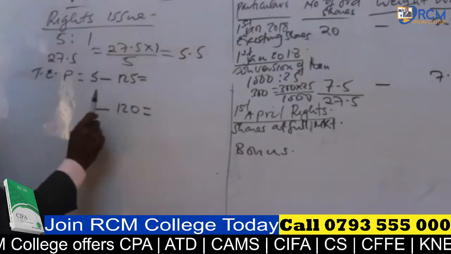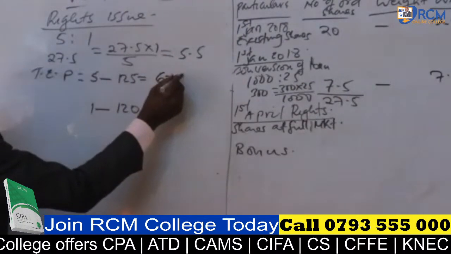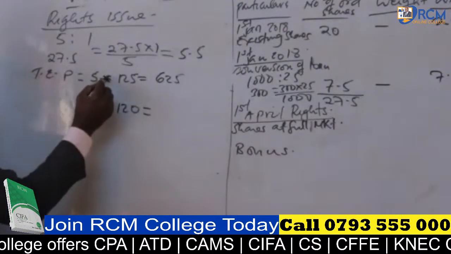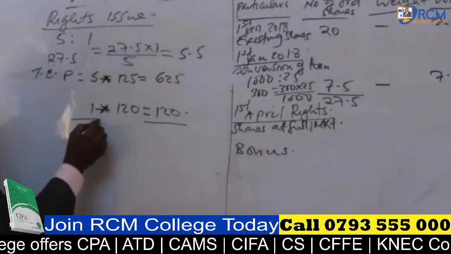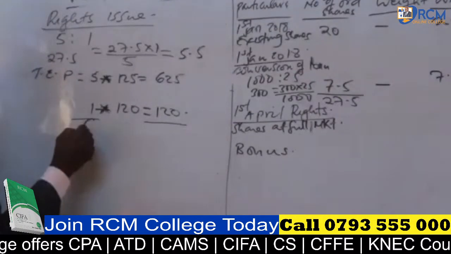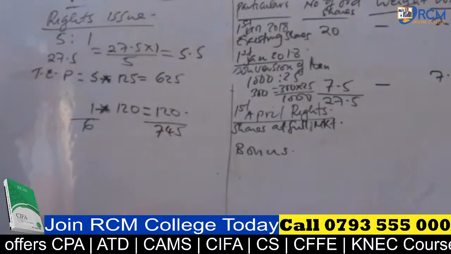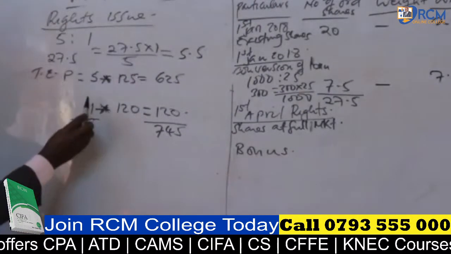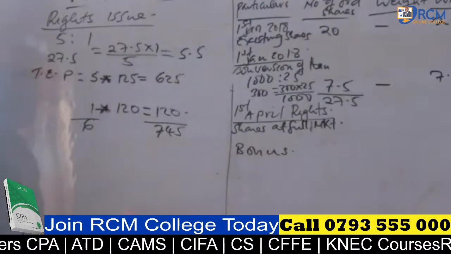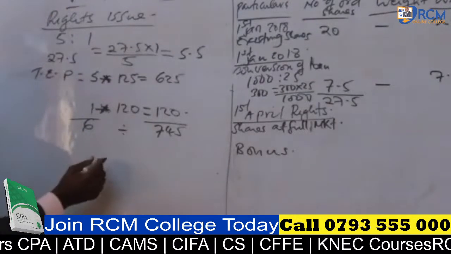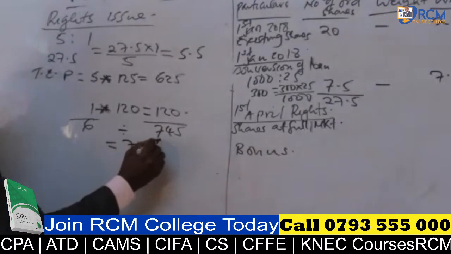5 shares go at 125, 1 share goes at 120. Therefore, here I'm going to get 625 total. When I multiply this one, I get 625, and this one also I multiply, I get 120. Total shares here, I'm getting 6, and total value 745, if I'm not wrong. Therefore, my theoretical ex-rights price is how much? I will take 745 divided by 6.